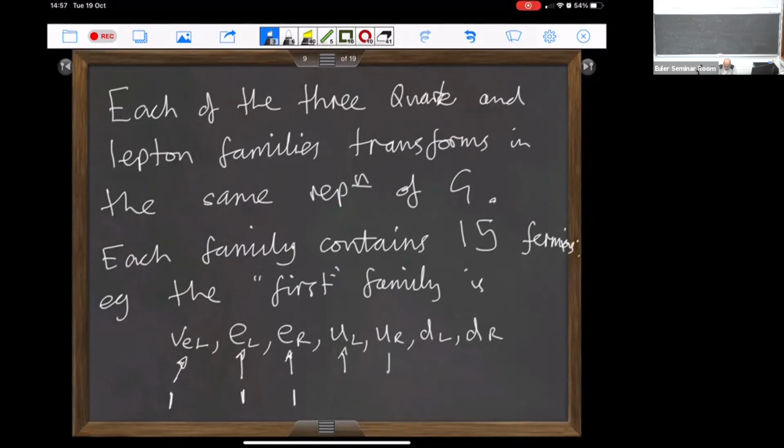But then for the quarks, there's not just one up quark. There's not just one left-handed up quark and one right-handed up quark. There's actually 3, because each of the quarks transforms in the fundamental representation of SU3. So that's why there are 15 fermions in a given standard model family. There's actually 15, and actually 30, because you have the 15, plus you have the antiparticles.